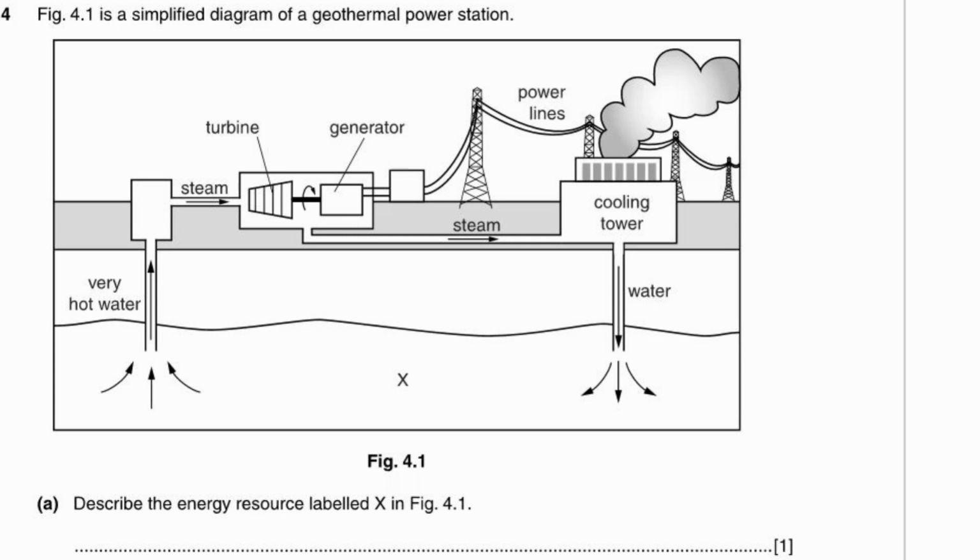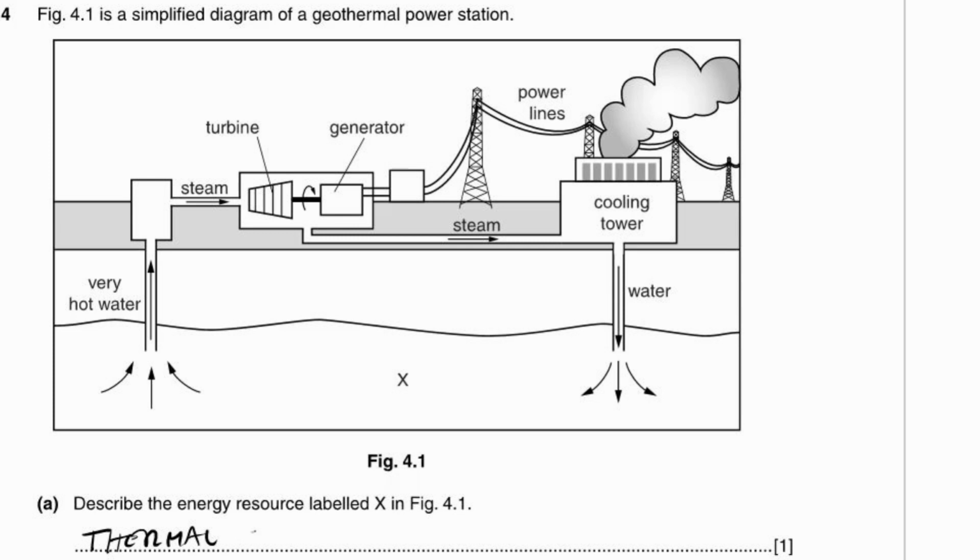Question 4. Figure 4.1 is a simplified diagram of a geothermal power station. Describe the energy resource labelled X in figure 4.1. Well, it's a geothermal power station. It pumps the water down, the water gets hot, it heats up, turns into steam and drives a turbine. So the bit labelled X is the bit down the bottom. Well, that energy resource is going to be thermal energy, the hot section under the surface of the Earth. So the energy resource, thermal energy.